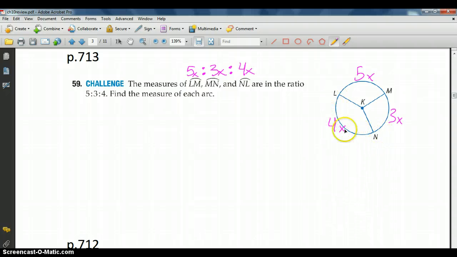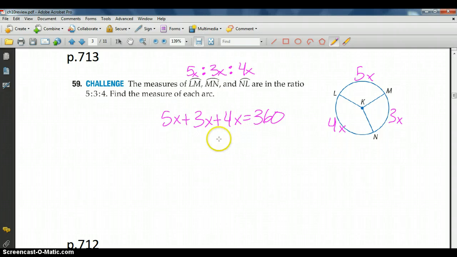Now, all those measures added together should add up to 360. So you simplify and you get 12x, and you divide by 12 and you get x is equal to 30. But are we done? No. We wanted to find the measure of each arc.